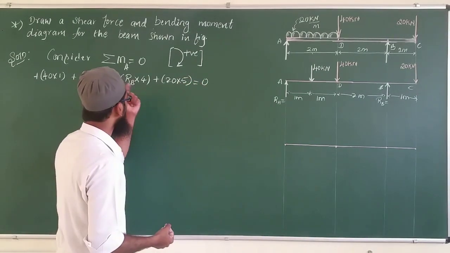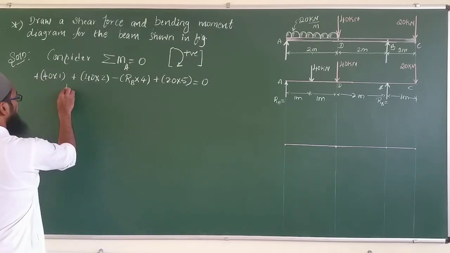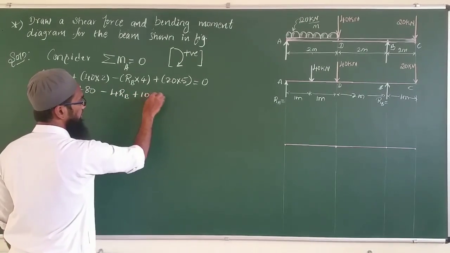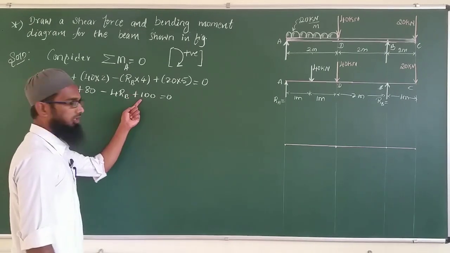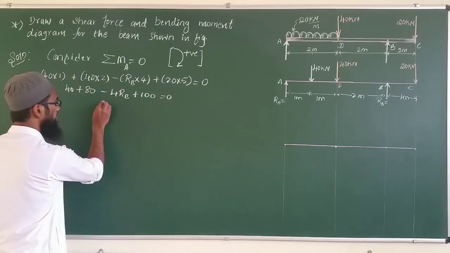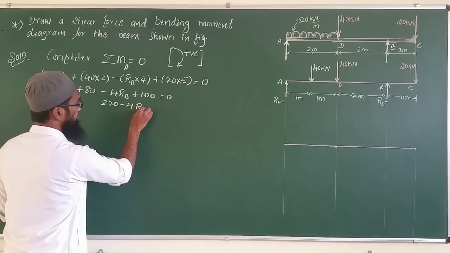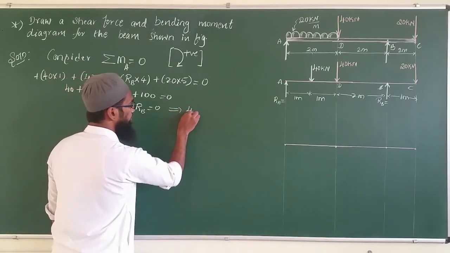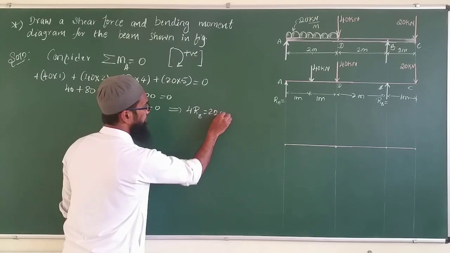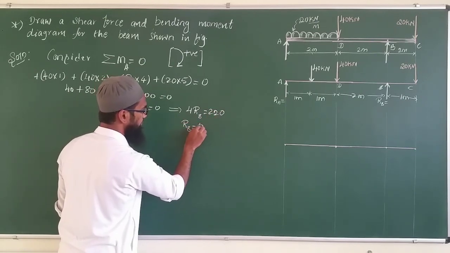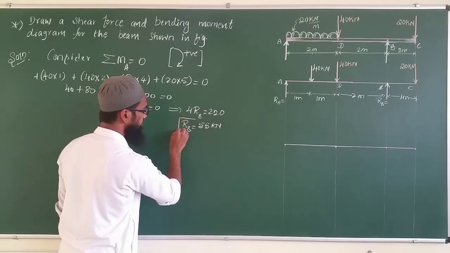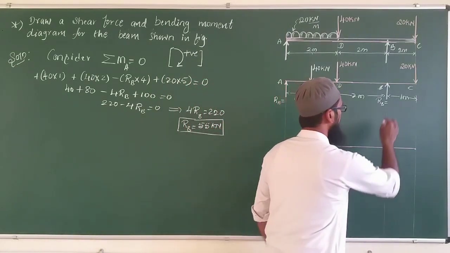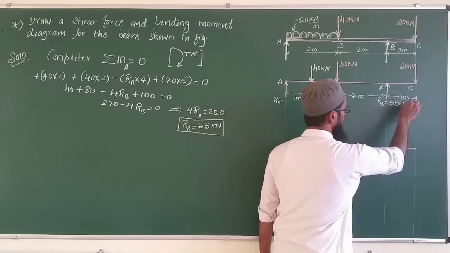Now we simplify this so that I can easily get the value of the reaction. This is 40, this is 80, so minus 4 RB, and this gives 100. 120 and 100 is 220, so 220 minus 4 RB is equal to 0. Now we take this term to the right hand side, so I get 4 RB is equal to 220. From this I get RB is equal to 55 kilonewton. So this is my reaction at B, which we have calculated. Directly I will write the value here, 55 kilonewton.